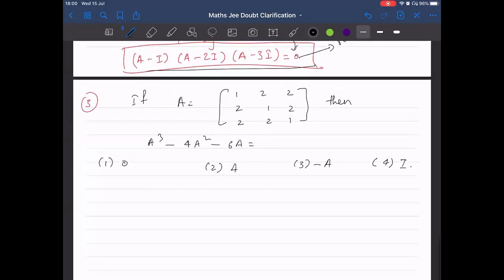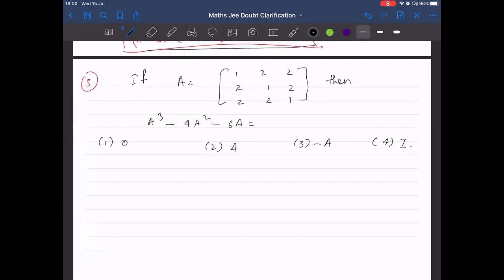So now you can do this question. Take some time, 2 minutes, and form the characteristic equation. You will not get this directly, but I hope after getting the characteristic equation, replacing lambda by A and multiplying the constants with I, you will definitely see this part in your characteristic equation.